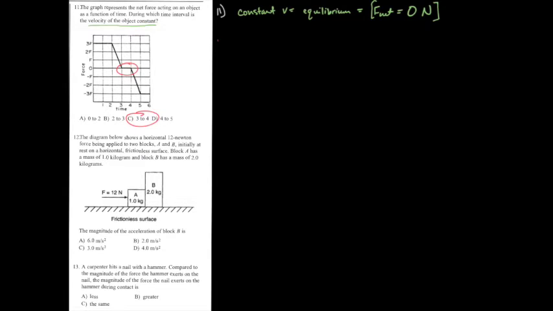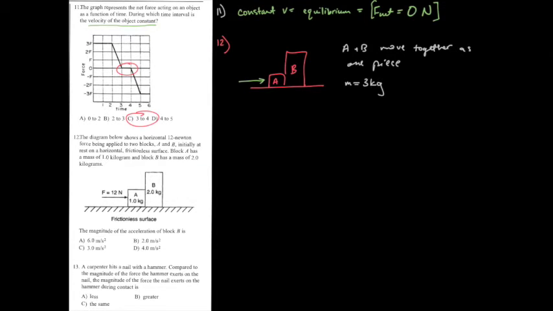Number 12. Here, this is an interesting one. It's asking for the magnitude of the acceleration of block B. Here block B is lumped together with block A. So when you push the force on block A, it pushes along block B as well. Because these two blocks are sort of mushed together, we treat them as one single piece of mass. Their total mass, when you combine them together, is going to be 3 kilograms. And we still apply our net force of 12 newtons. We solve for a, and we should get a is equal to 4 meters per second squared.